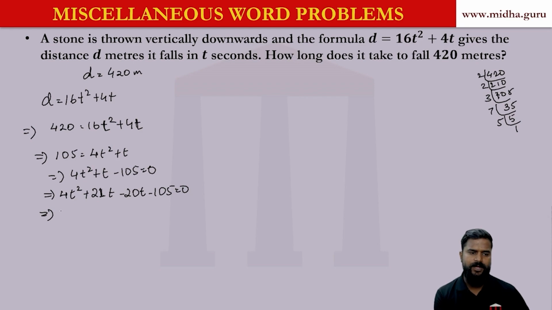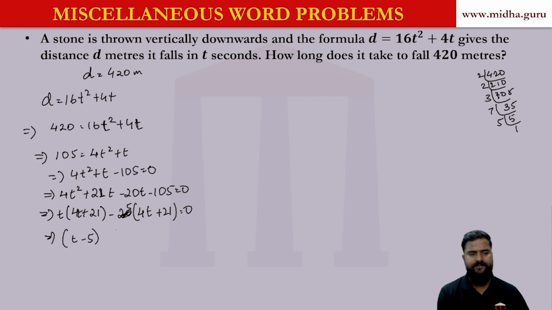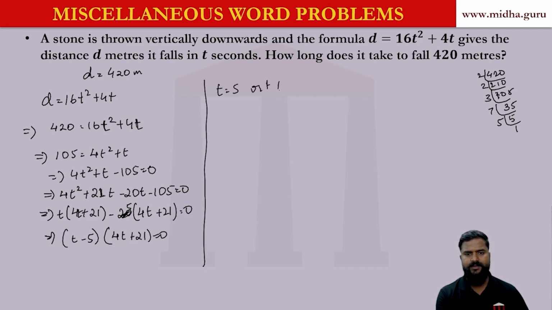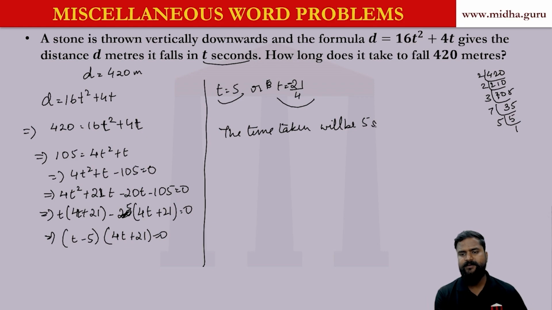I can take nothing common except t. So I'll take t into 4t plus 21. Then minus 5 into 4t plus 21. So t minus 5 into 4t plus 21 is equal to 0. So t is either equal to 5 or t is equal to minus 21 by 4. Now since the t we considered was the time, it cannot be negative. So the time taken will be 5 seconds.